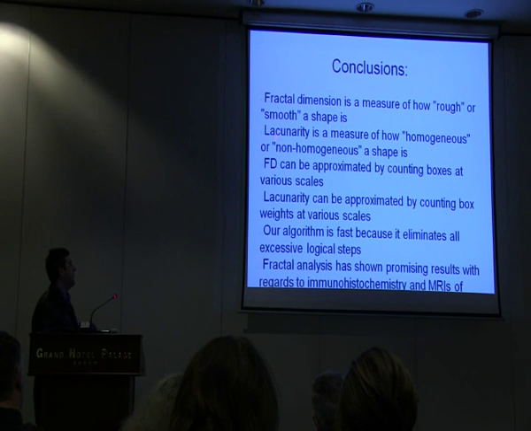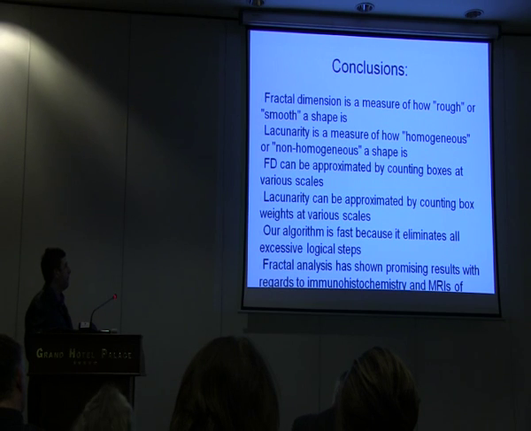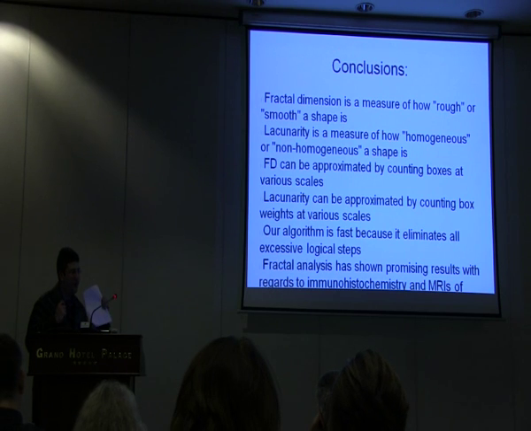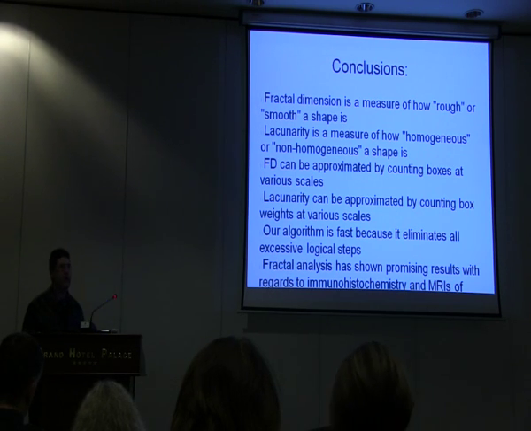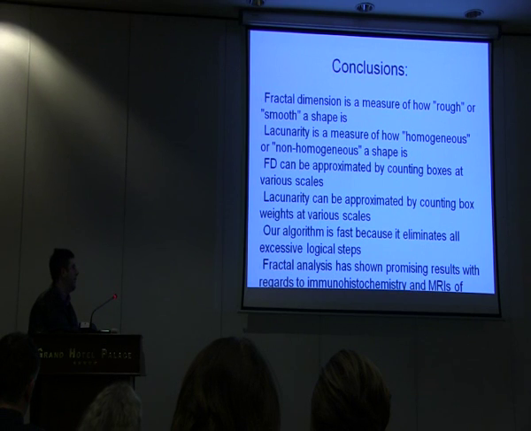So, in conclusion, the fractal dimension is a measure of how rough or smooth a shape is. Lacunarity is a measure of how homogeneous or non-homogeneous it is. We can measure those by counting boxes at various scales. We have a fast algorithm that can be used for lots of very different signals, of very different sizes, and we hope to, in the future, apply that and get results. We currently have some promising results, but nothing conclusive yet.